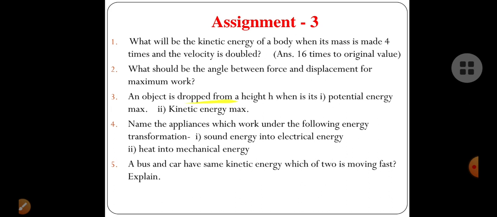An object is dropped from a height h, when is its potential energy maximum and kinetic energy maximum? So as we discussed today also beta, when the object is dropped from a height, so at the highest position its potential energy is maximum, and at the ground level its kinetic energy is maximum due to maximum velocity.